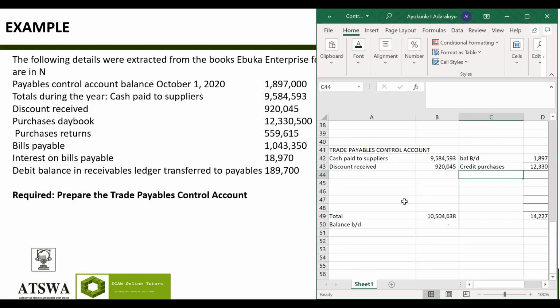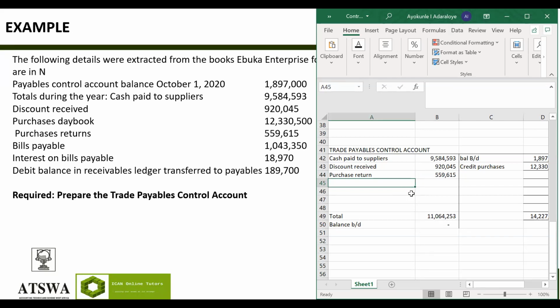Purchase return. When you return, will it increase or will it reduce? It will reduce it. And when it reduces it, is it on your credit or your debit side? Debit. Yes. How much is it? 559,615. Okay, so we are making progress.